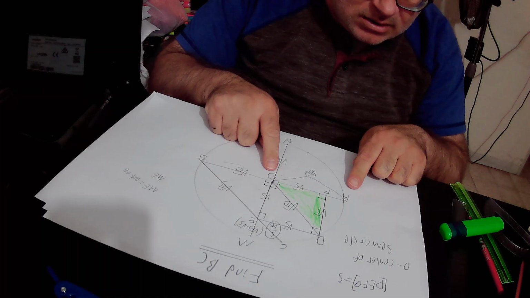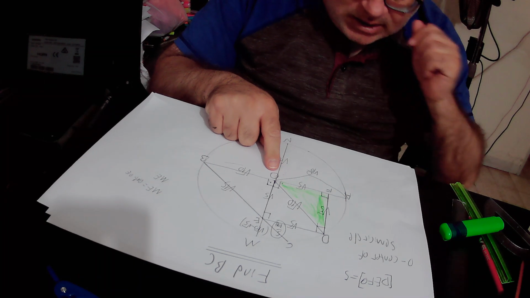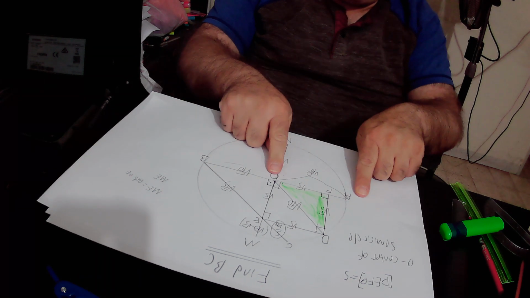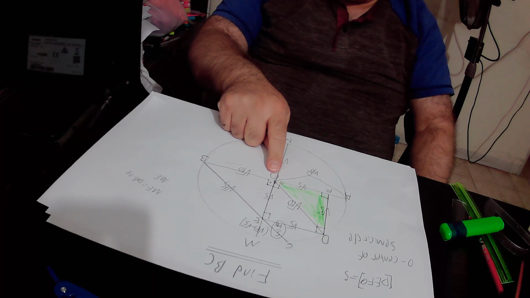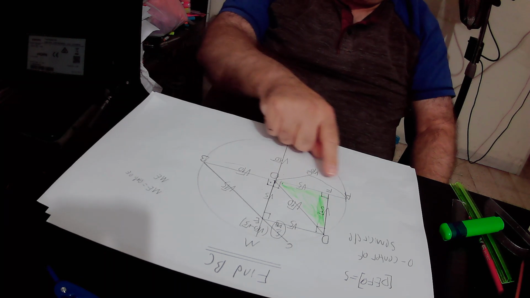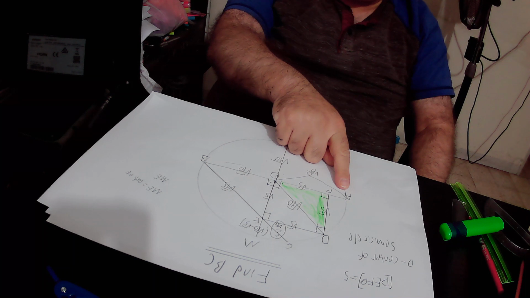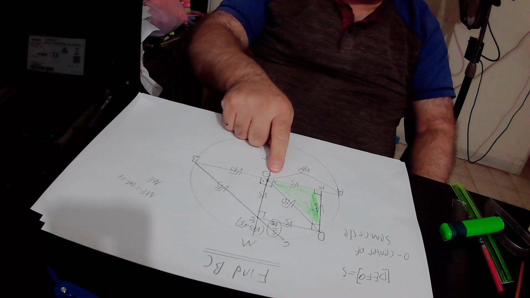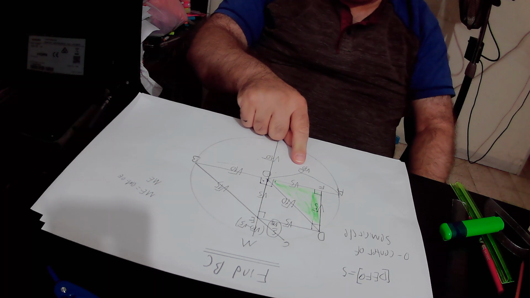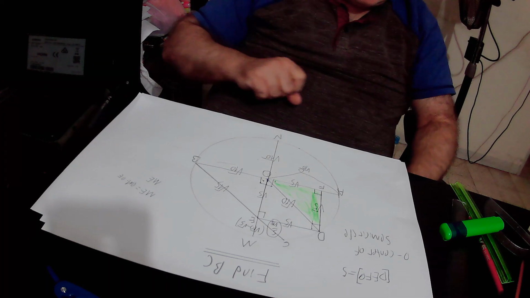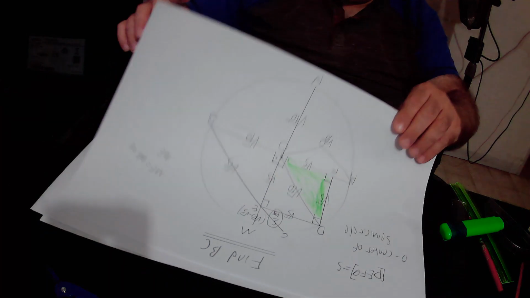OA, it starts from point O, that is the center of the semicircle, and ends at point A, that is the point on the semicircle itself. Therefore, OA is the radius of the semicircle, that is also equal to the square root of 10 units. Okay.